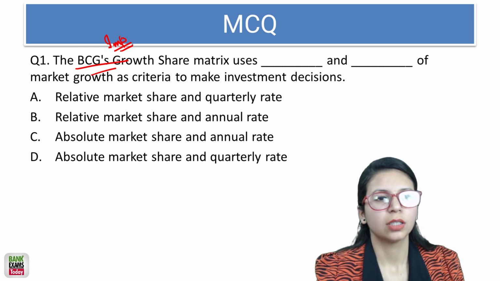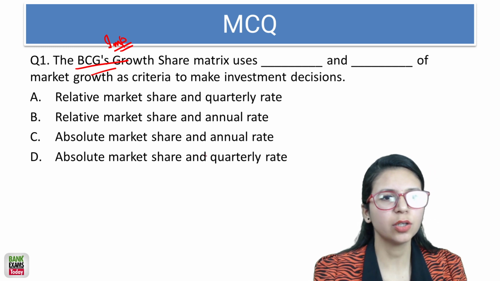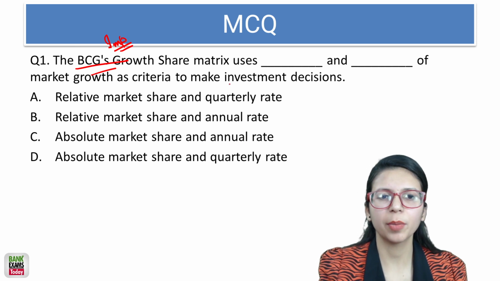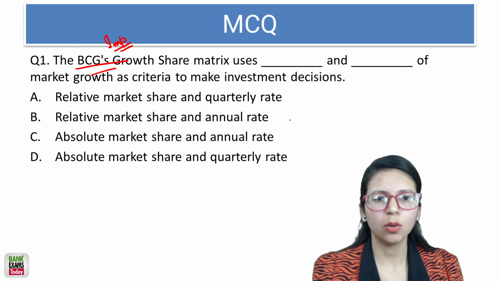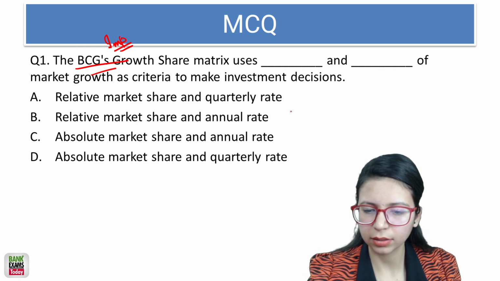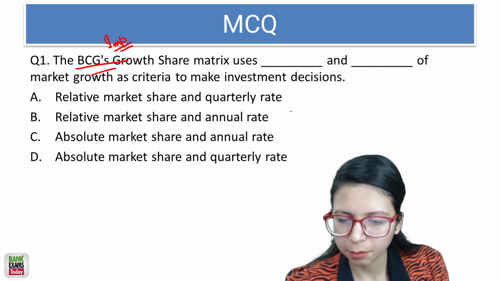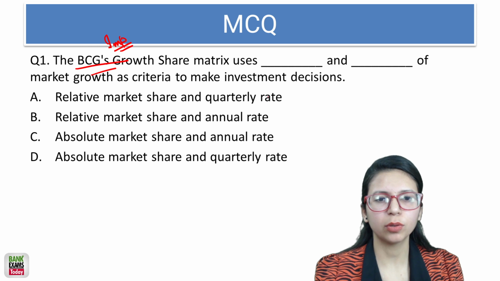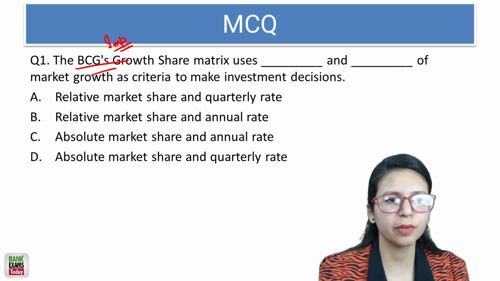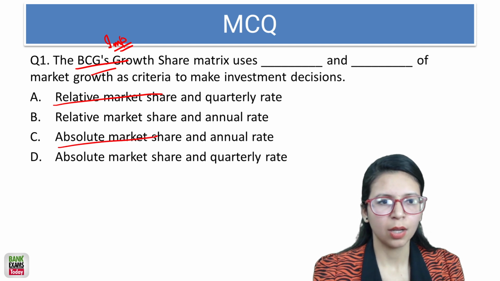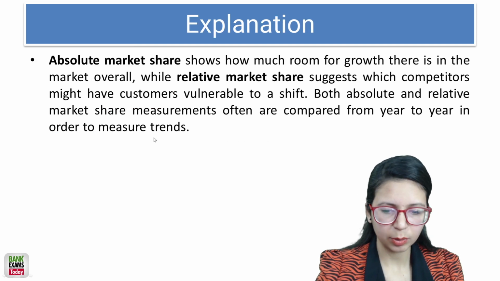The BCG growth share matrix uses dash and dash of the market growth as criteria to make investment decisions. Now, you guys have to answer this. Okay, someone has answered B. Before doing that, you should know the difference between relative market share and absolute market share, what exactly it is. So, I will be telling you that.